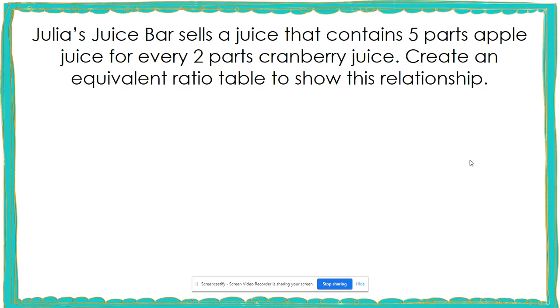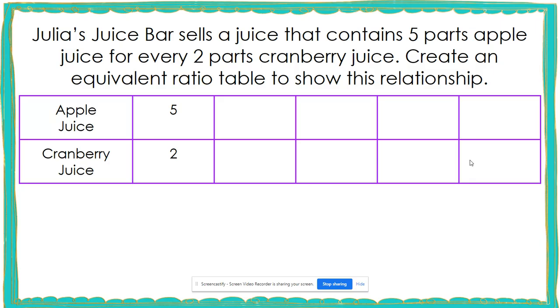Julia's juice bar sells a juice that contains 5 parts apple juice for every 2 parts cranberry juice. Create an equivalent ratio table to show this relationship. So I'm going to create a table that shows apple juice and cranberry juice, and I'm going to show 5 parts of apple juice for every 2 parts of cranberry juice. To fill out the rest of my ratio table, I'm going to make sure that I multiply both of these terms by the same number.